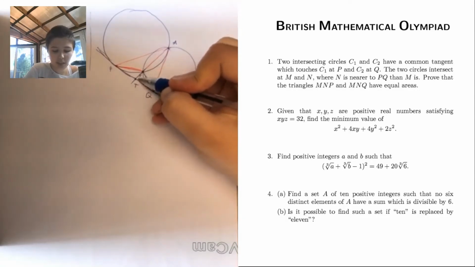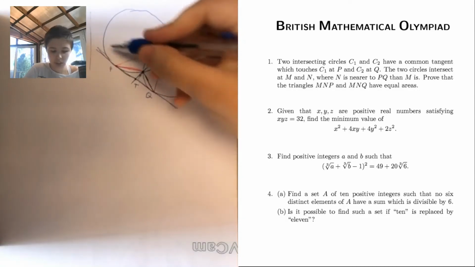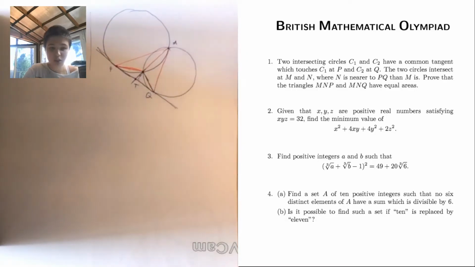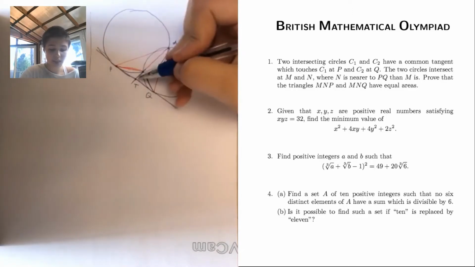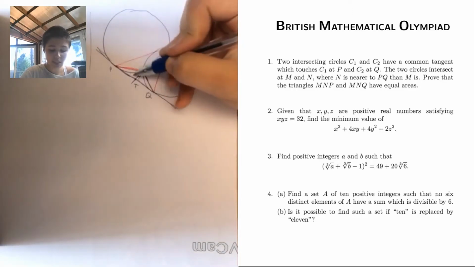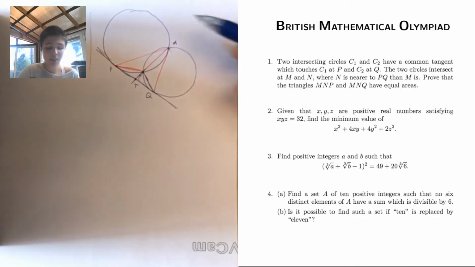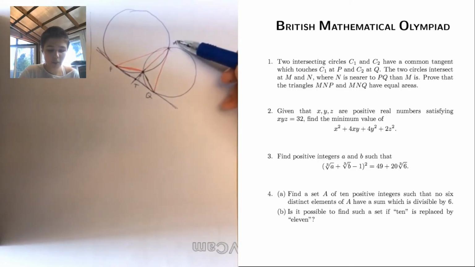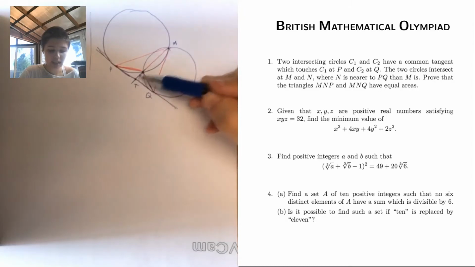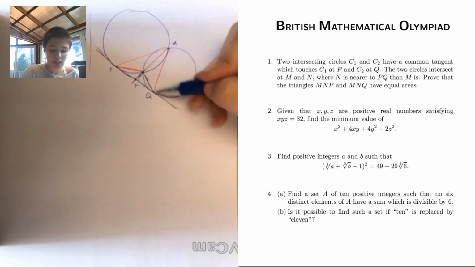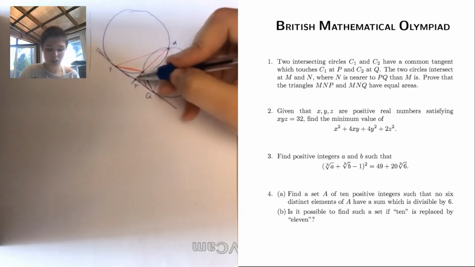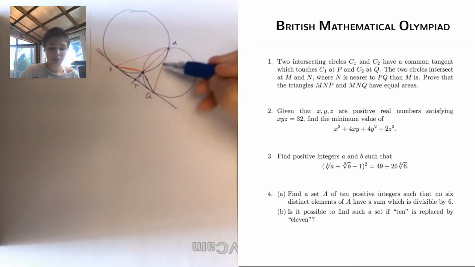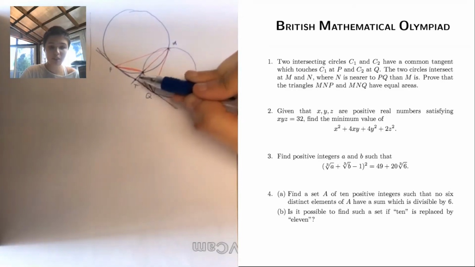Well, they share the same altitude to the tangent PQ, so the triangles will be equal when their bases are equal, so when TQ is equal to PT. And the same goes for TMQ and TMP, because they also share the same altitude, so we need TQ to be equal to TP. So we actually only need to prove one thing. We need to prove that TQ is equal to TP, and if we prove that, then we've proven that the big triangles are equal, and we've proven that the small triangles are equal.